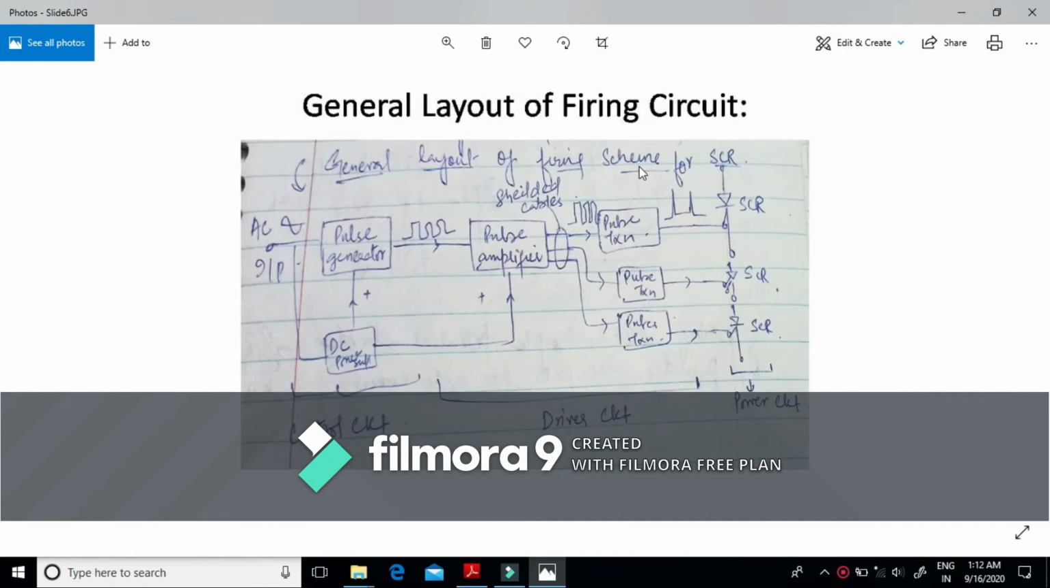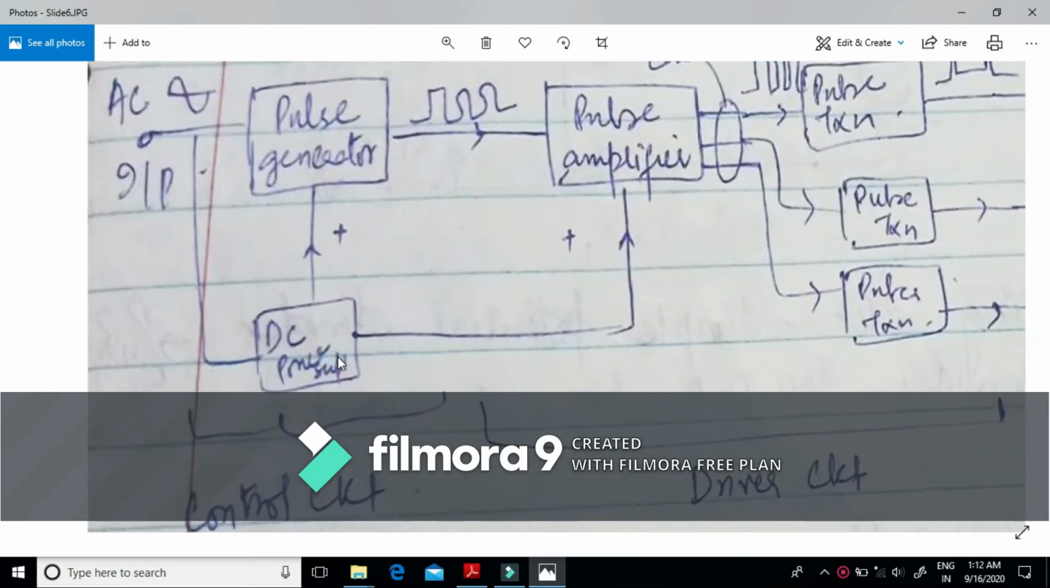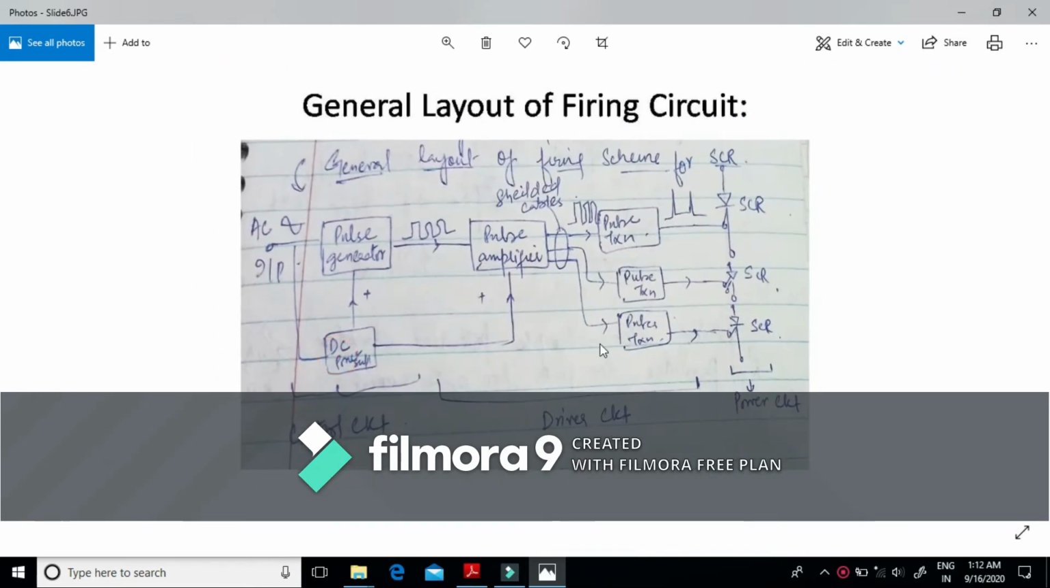General layout of firing circuit. This is the general layout of the firing circuit, which consists of the control circuit, the driver circuit, which itself consists of the pulse amplifier and the pulse transformer, and the power circuit. This control circuit consists of a pulse generator, which is fed from the AC as well as the DC, to produce the AC pulses or DC pulses as required.